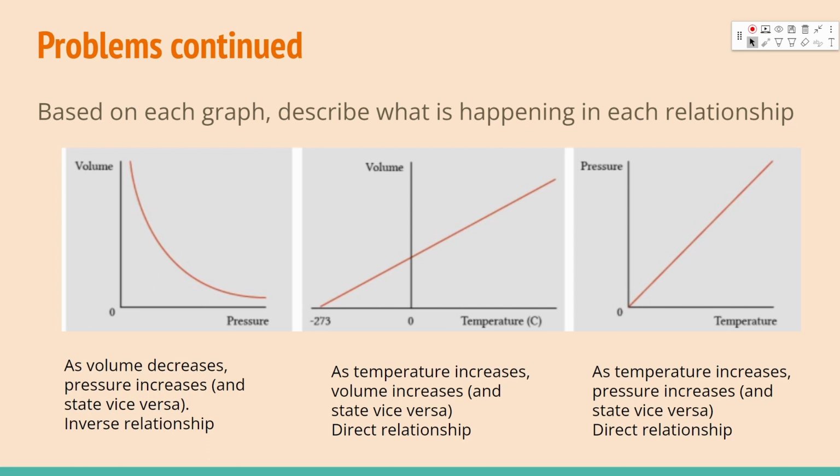So make sure that even if it's not these particular relationships, that you can look at a graph and know, hey, that for sure is inverse or direct, and then describe what exactly is happening on that graph.